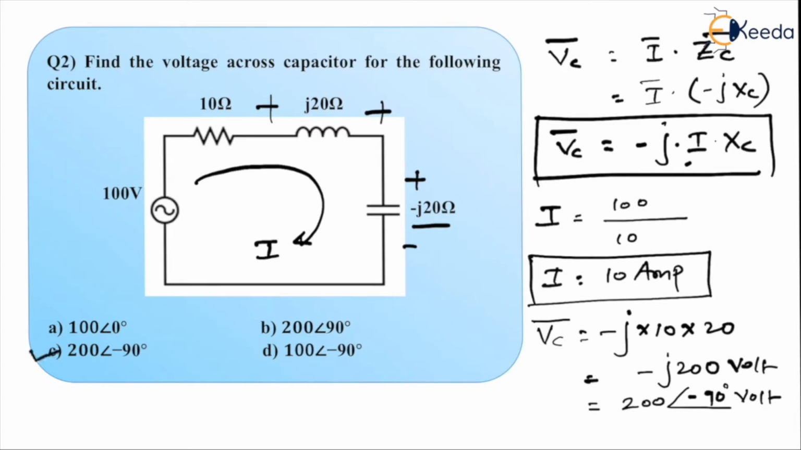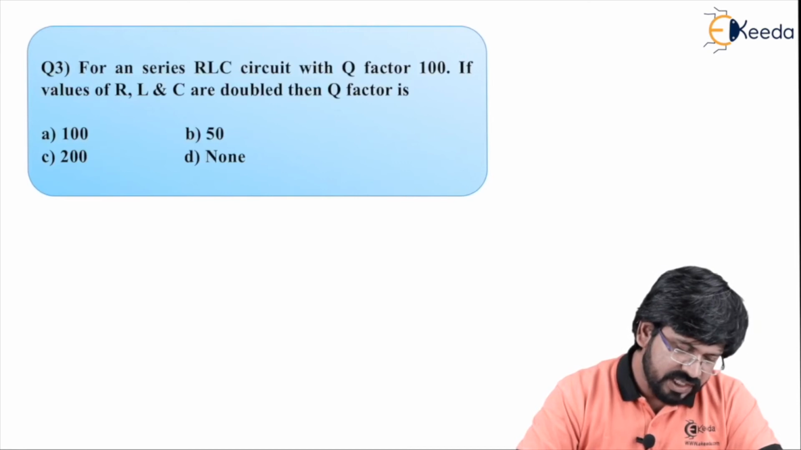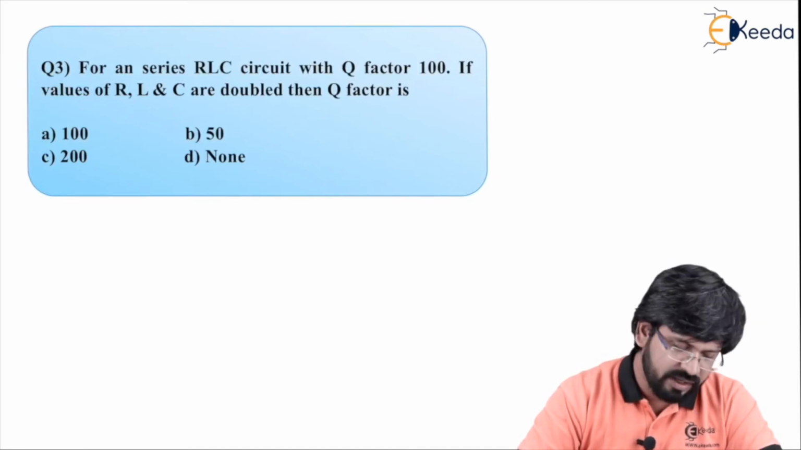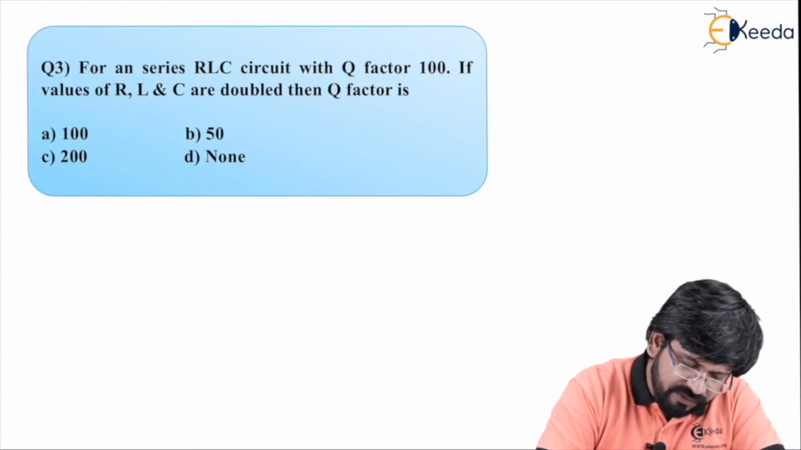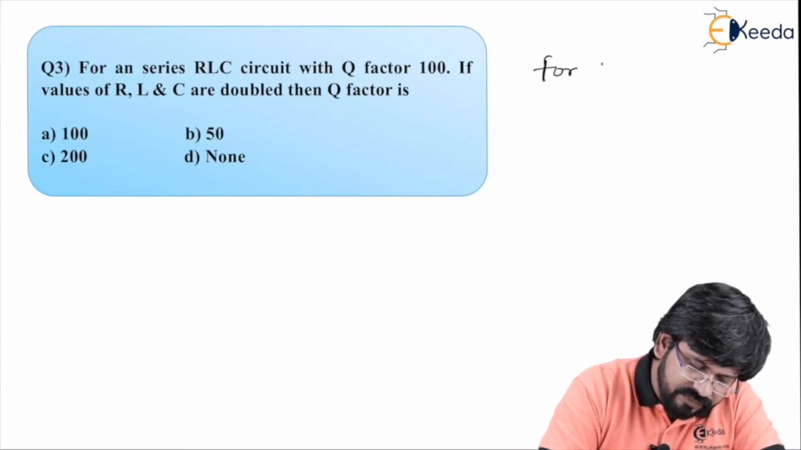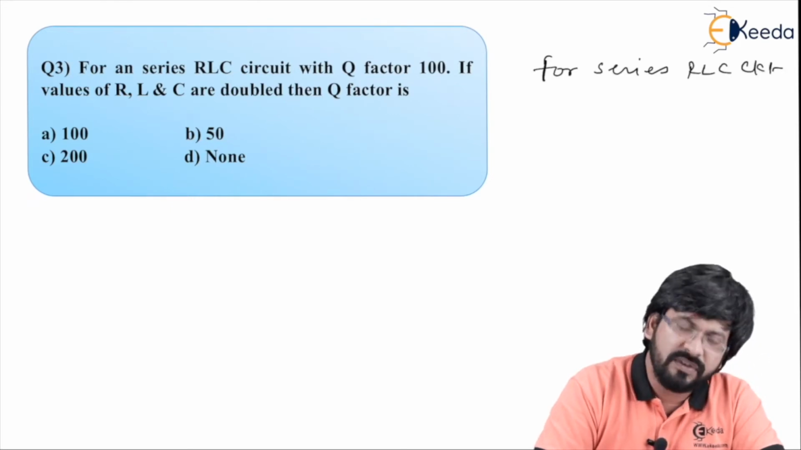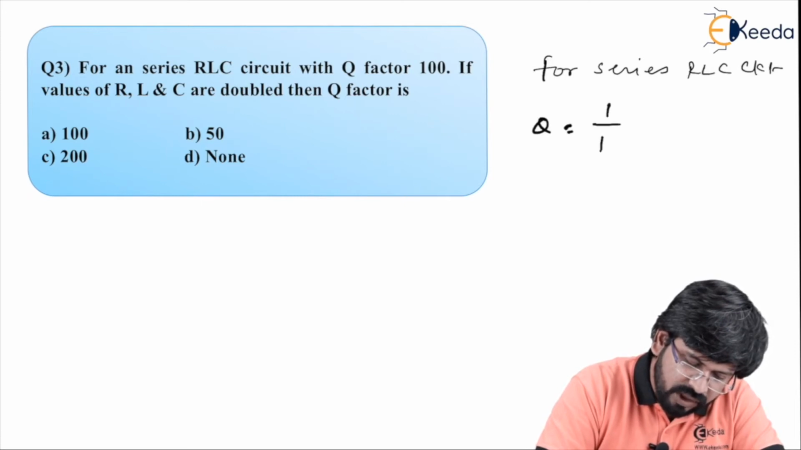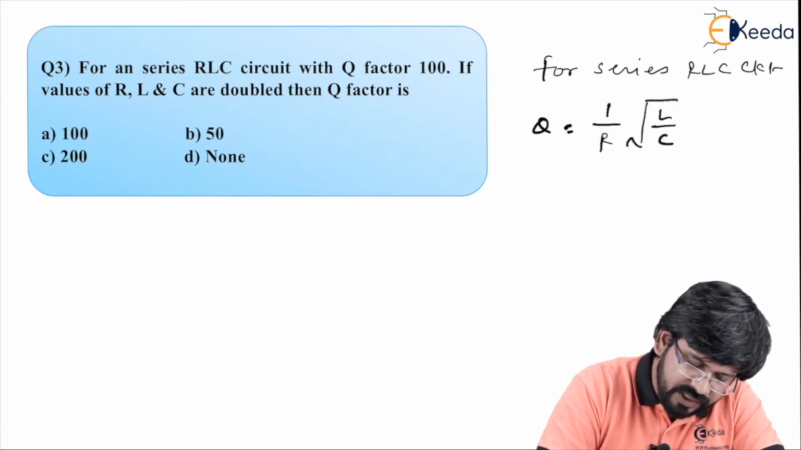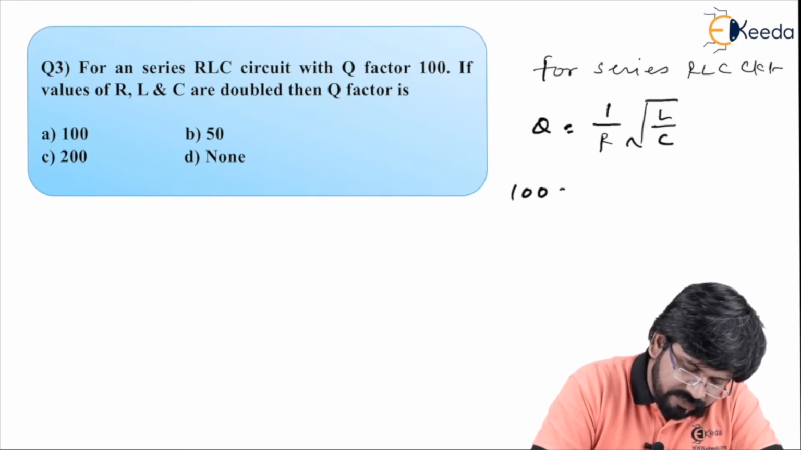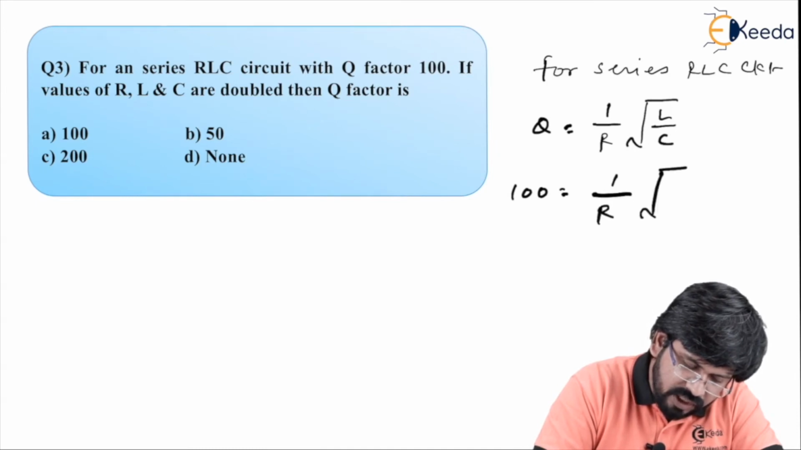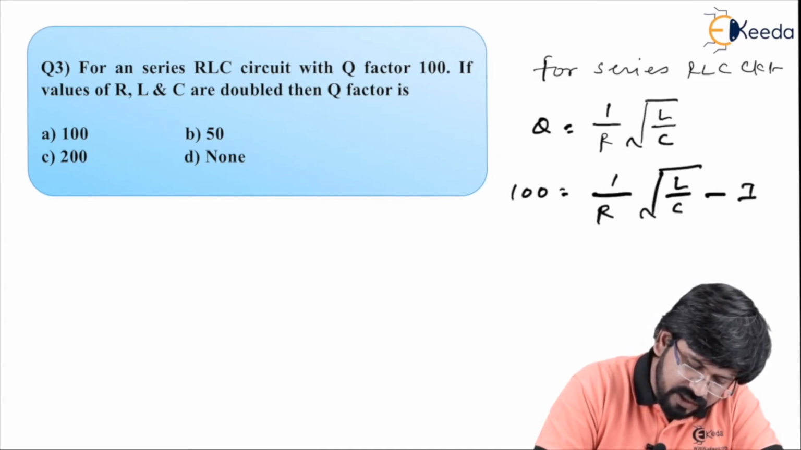Let's move to the next problem now. Question number 3 says, for a series RLC circuit with Q factor equal to 100, if the values of R, L and C are doubled, then the Q factor is? In last video lectures, we have already derived for series RLC circuit, Q is given by 1 upon R under root of L by C. Am I right? Right now the Q factor is 100, so I'll say 100 equal to 1 upon R under root of L by C. I'll say this as equation number 1.